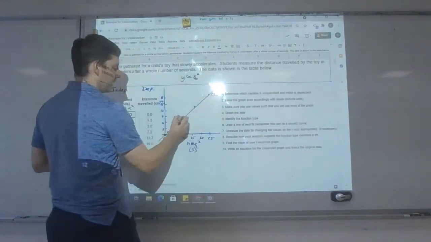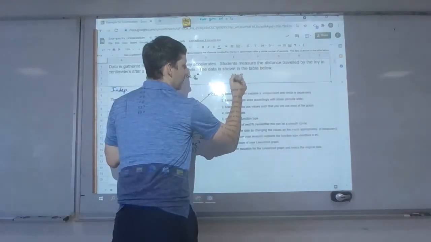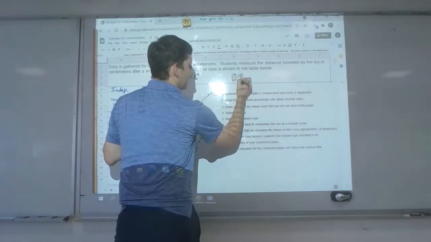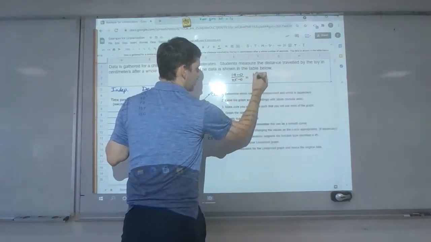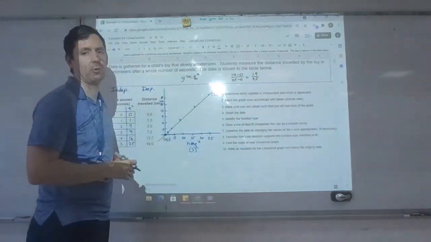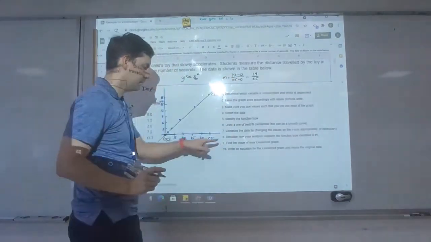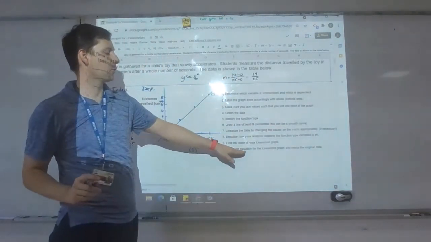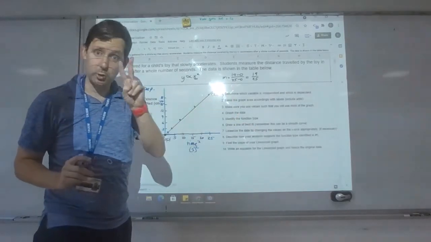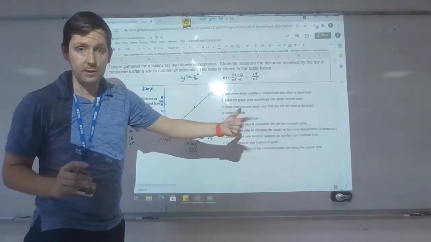We'll go y2 minus y1, which would be 19 minus 0 over x2 minus x1, 25 minus 0, and we get a final answer of 19 over 25, which I can change into a decimal if I wanted. I don't really want to, so that's my slope. Find the slope. And the last thing is write an equation for the linearized graph and hence the original data. So 2 things here. Original for the linearized graph and then the original data.